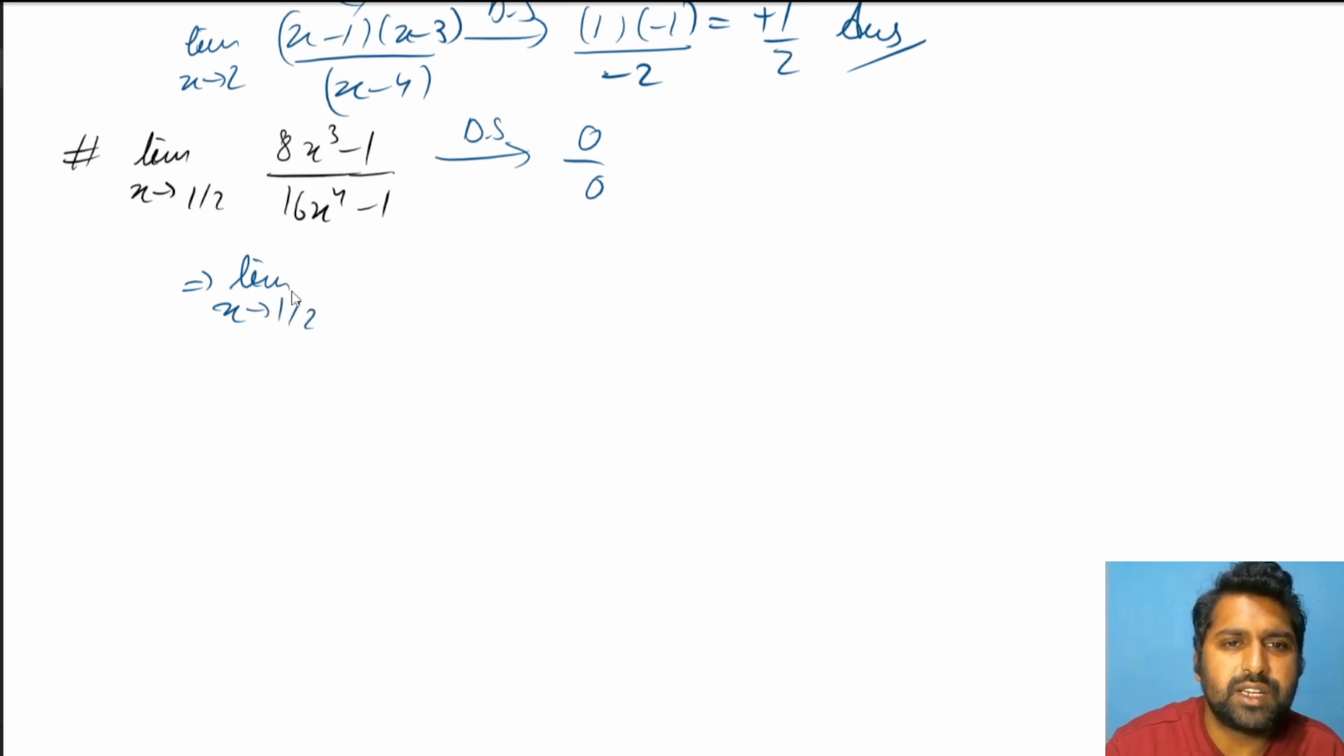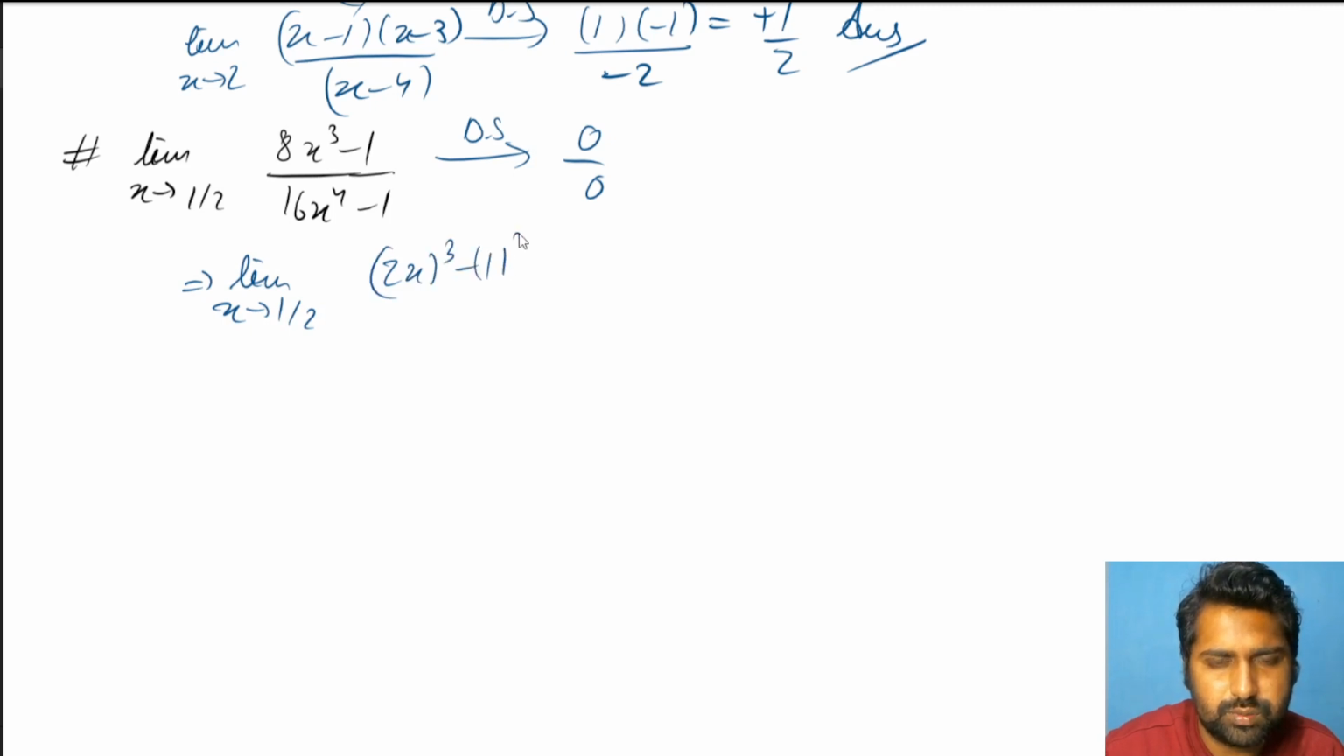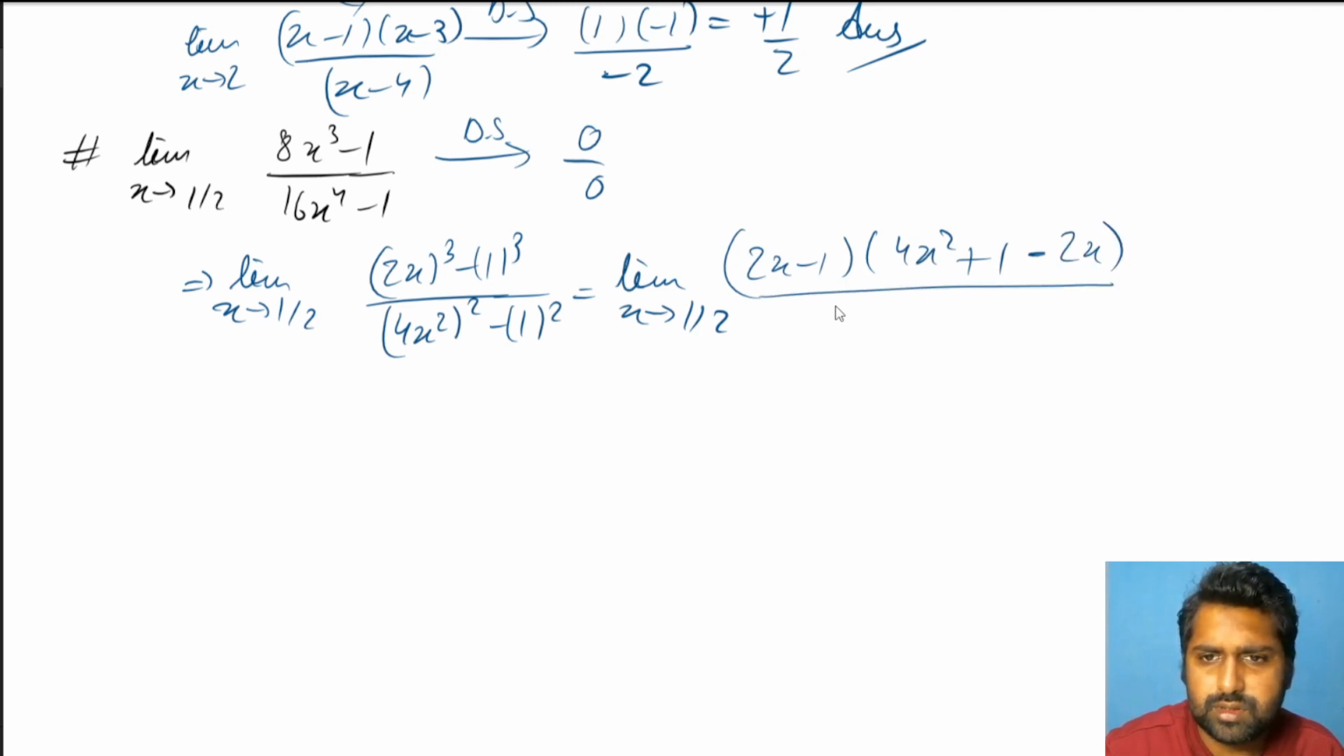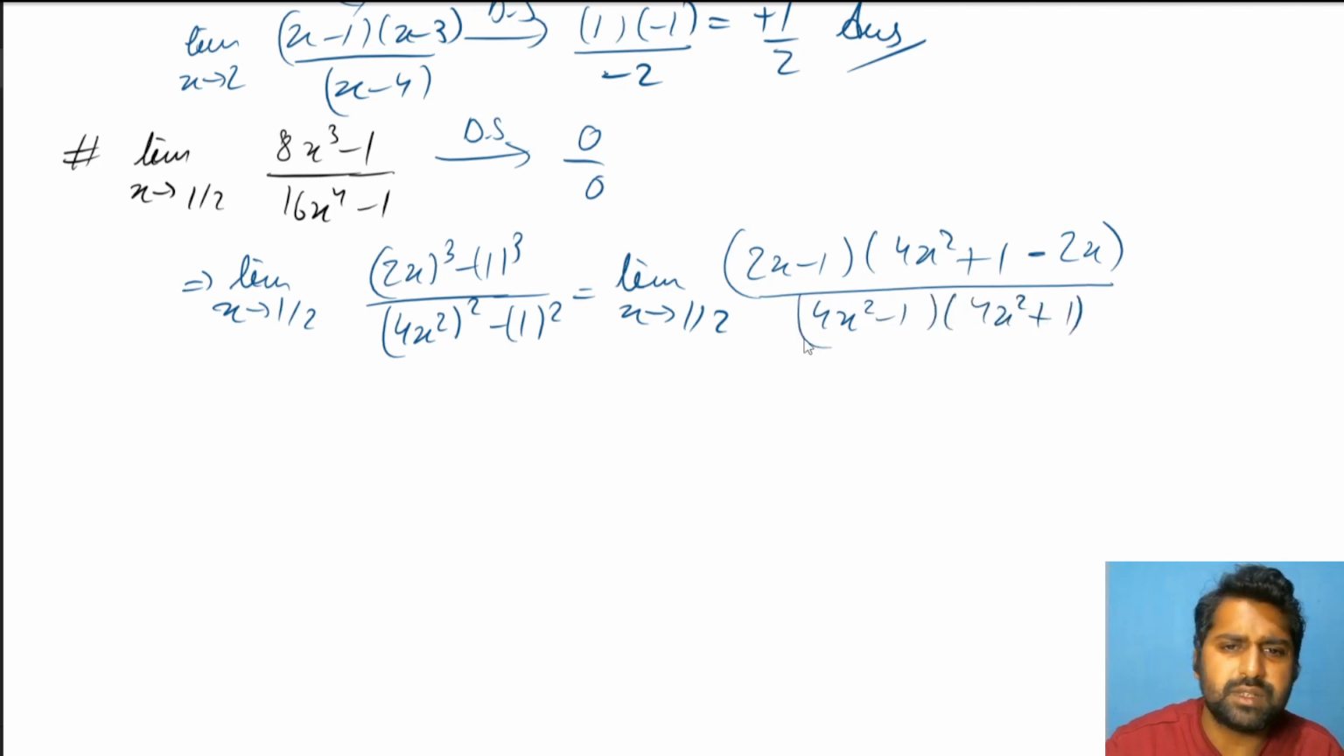Do the factorization. A cube minus b cube, so this is (2x) whole cube minus 1 cube. Denominator is (4x square) whole square minus 1 square. So this becomes limit x tends to 1 by 2, a cube minus b cube is (2x minus 1), then (4x square plus 1 plus 2x), and denominator becomes (4x square minus 1)(4x square plus 1), a plus b, a minus b. a square minus b square is there, no?